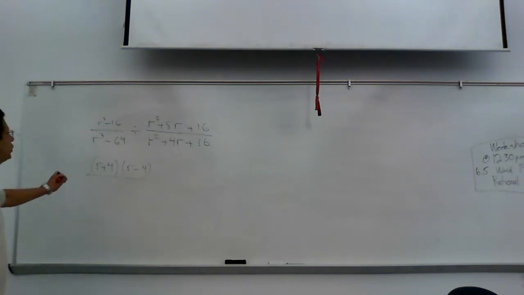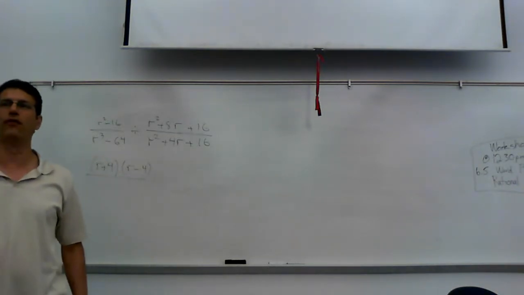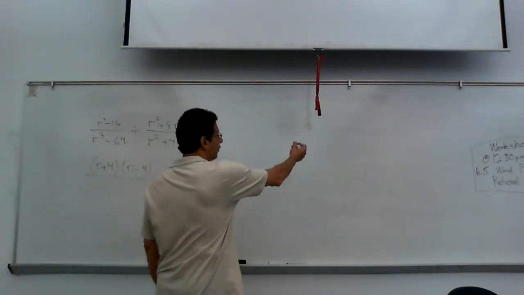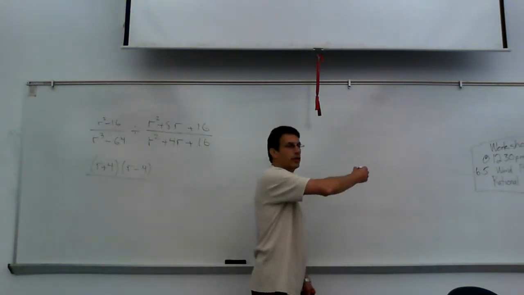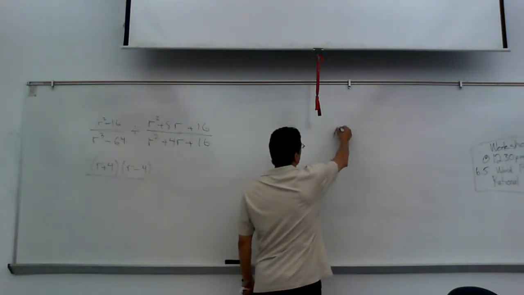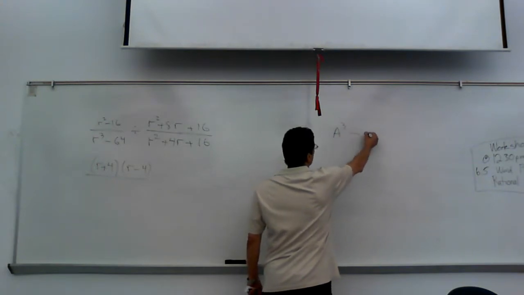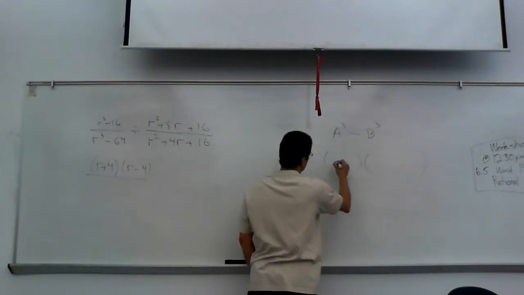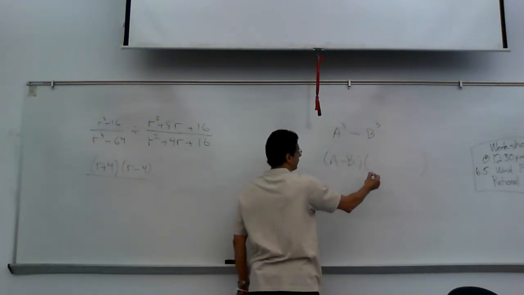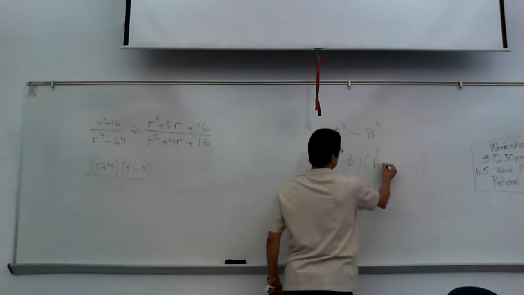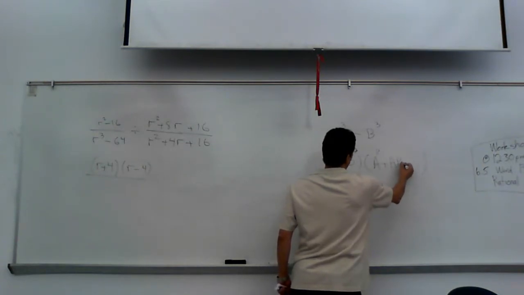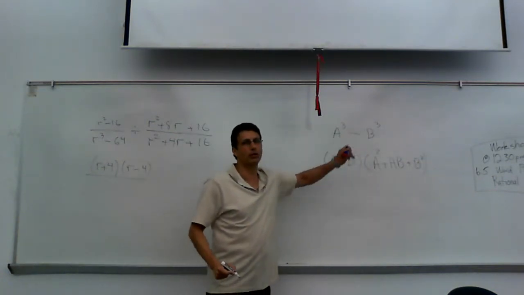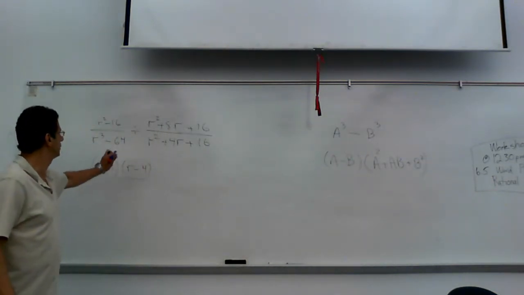Let's look at r cubed minus 64. Any format? The cube. Okay, tell me the format so I write it here to refresh everyone's mind. What do you see? A cubed minus b cubed. So what is that, everybody? A minus b, a squared plus ab plus b squared.